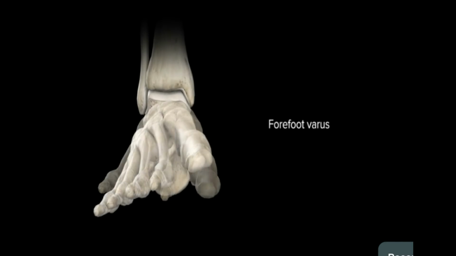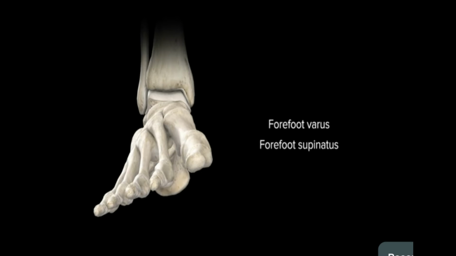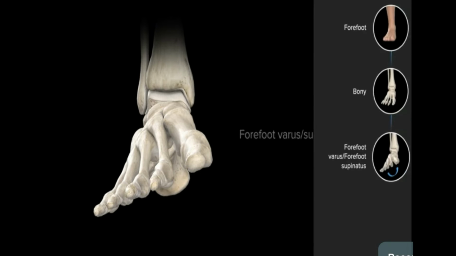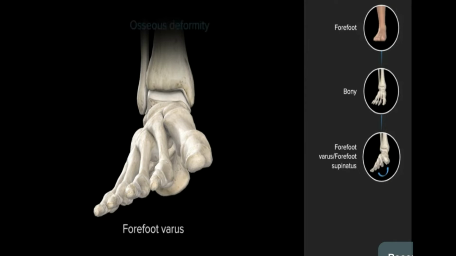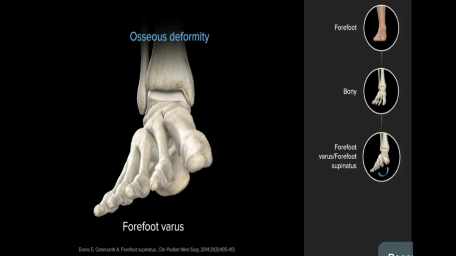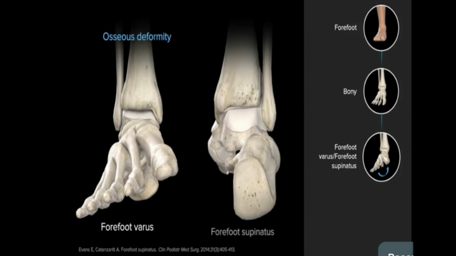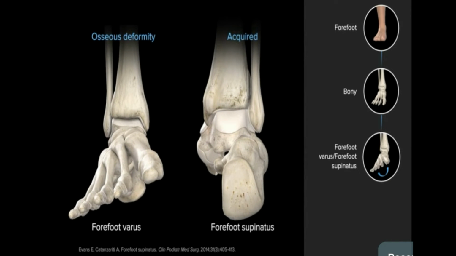We mentioned forefoot varus and supinatus in the same section because even though forefoot supinatus is the reducible deformity, the term is used interchangeably with forefoot varus, and it is difficult to distinguish between the two. To clarify, forefoot varus is an osseous deformity that induces subtalar joint pronation, whereas forefoot supinatus is acquired and develops because of subtalar joint pronation.